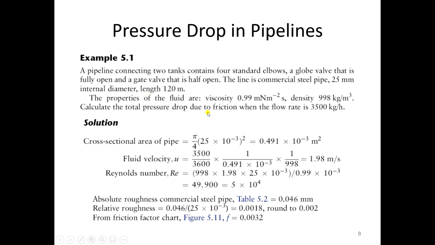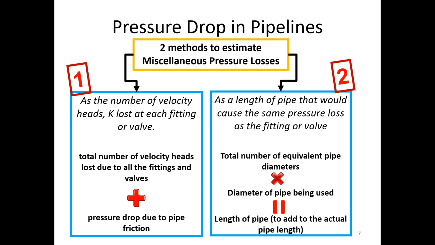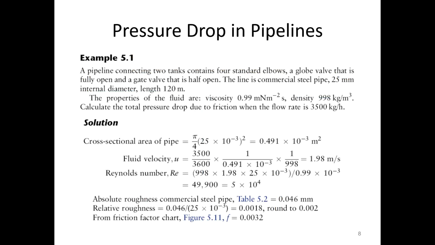So these are the physical properties of the fluid. Viscosity 0.99 millinewton second per meter squared, then the density 998 kilograms per meter cubed. The question asks us to calculate the total pressure drop due to friction when the flow rate is 3,500 kilograms per hour. So remember we have these two methods to estimate the total pressure losses. These two are to estimate the miscellaneous pressure losses because of the fittings and valves used in the pipeline.